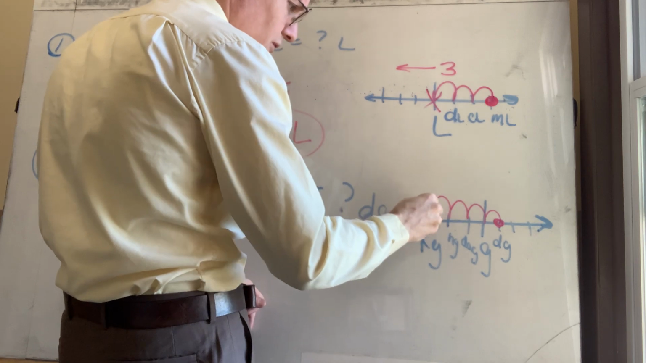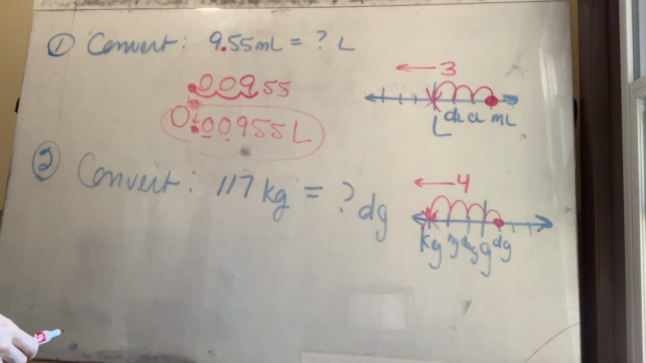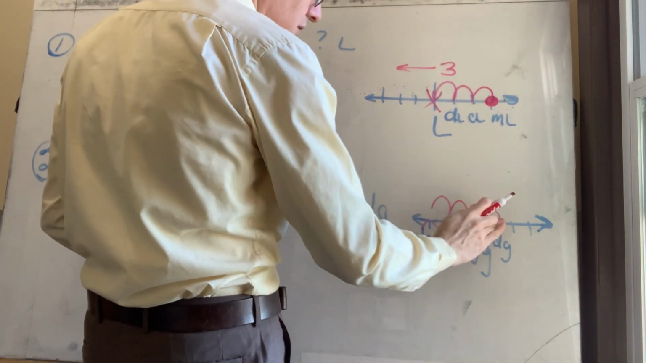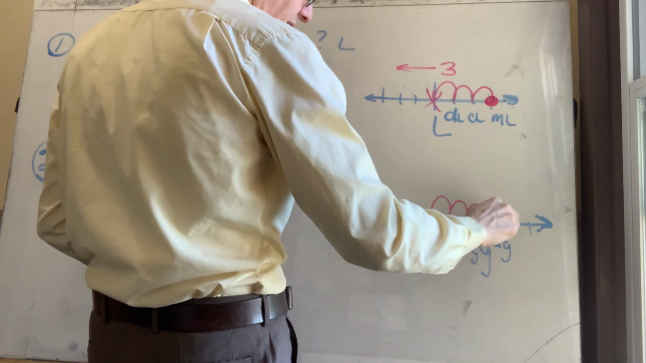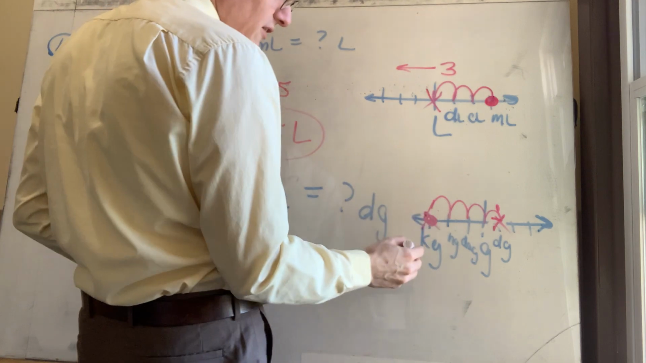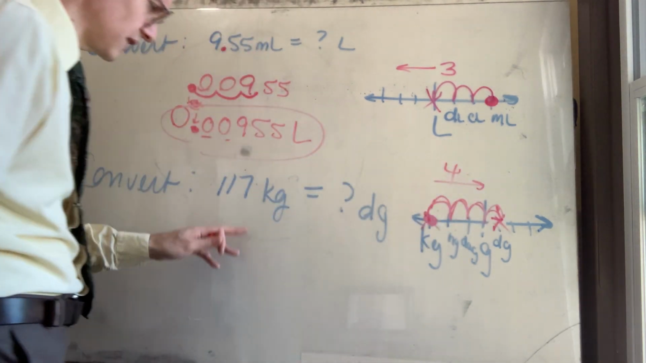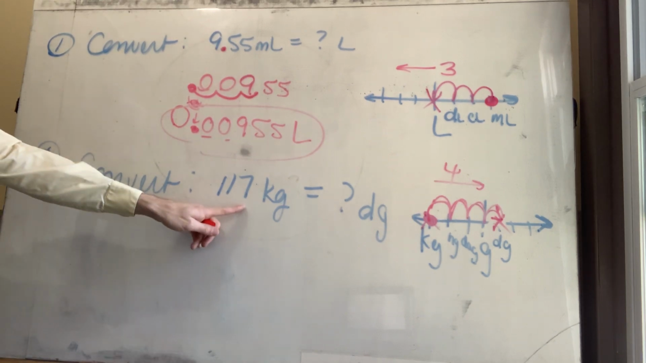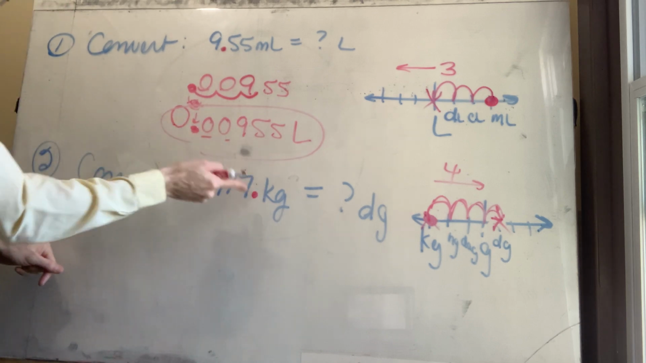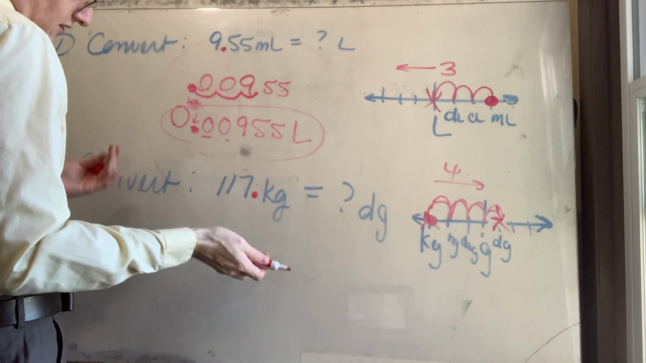1, 2, 3, 4 spaces, and you're headed in this direction. Oh wait, I'm doing it backwards. Forgive me. Shame, shame. Starting here, going there. All right. So starting here, 1, 2, 3, 4. Go 4 spaces that way. Now, when you have a whole number like 117, just realize that the decimal point would start there. Right, so you often would have to put the point yourself, it's not given to you.